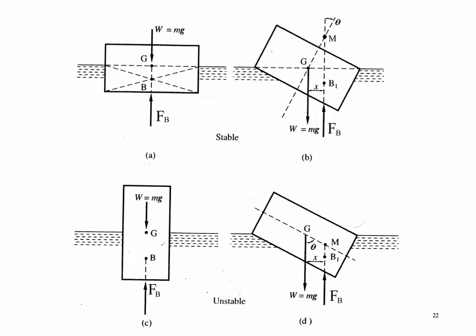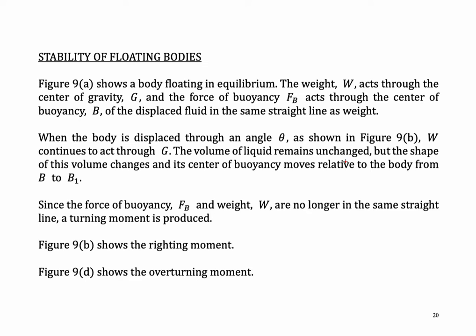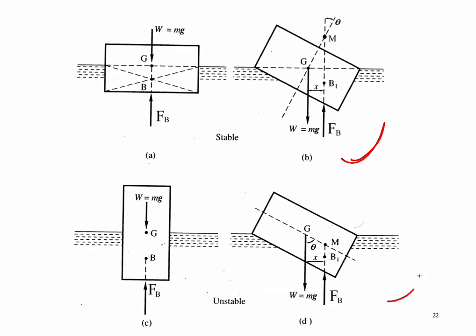So this is the righting moment and this is the overturning moment. The righting moment means this moment could help this object to return to its original position. However, for the overturning moment, it will not return the object to the original position, but a new position will be developed. So for this one, we call it stable because the object is capable of returning itself to the original position.